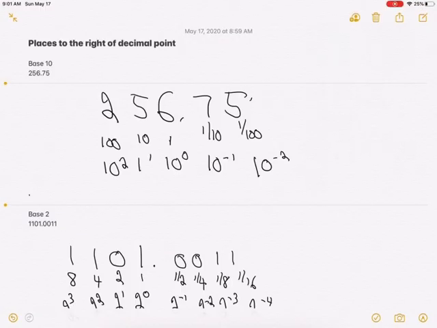Okay, in this video we want to talk about the places to the right of a decimal point. Let's take a base 10 number, 256.75. If we go to the left of the decimal point, that's pretty easy. We have 6 ones, 5 tens, 2 hundreds. Why? 10 to the 0 is the ones column, 10 to the first is the tens column, and 10 squared is the hundreds column. Okay.